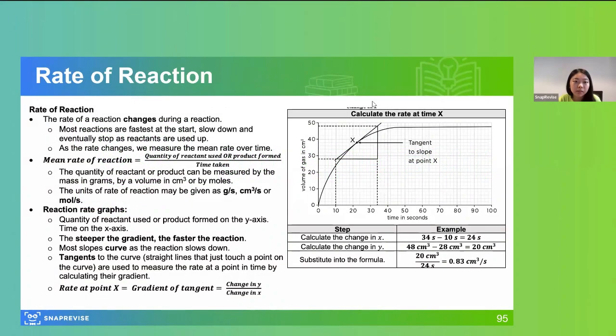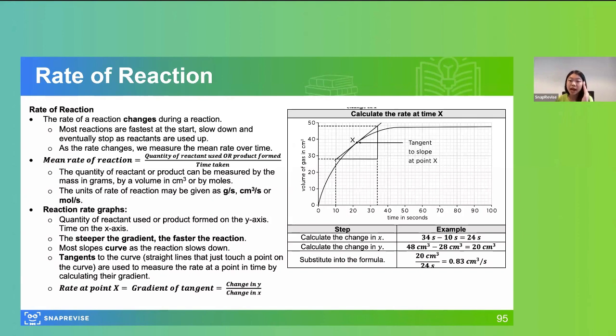So, rate of reaction. Let's talk about this as well. Rate of reaction changes during a reaction. So when you're reacting something, there is going to be a graph on this, like the slope, as you can see in the right side of this slide, this diagram. Most reactions are really, really fast in the start, so that's when the slope is the steepest.